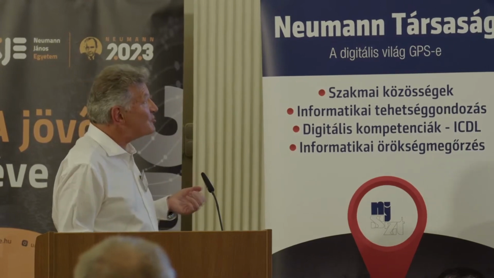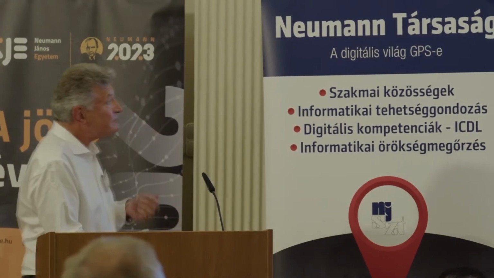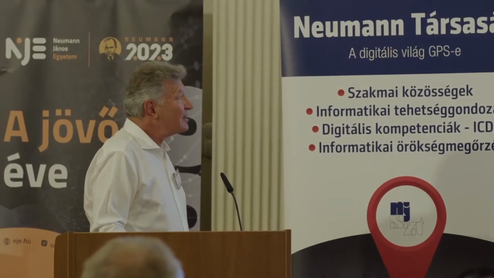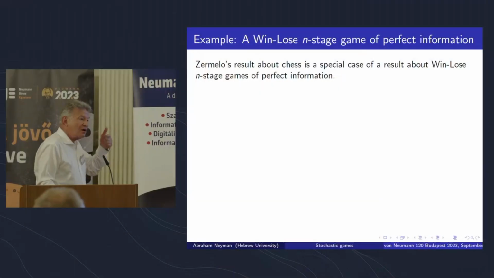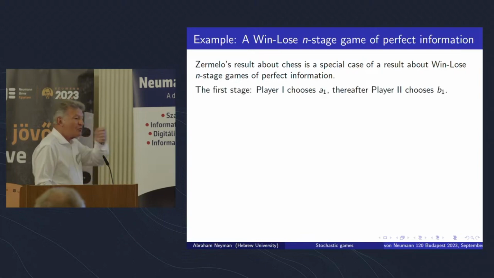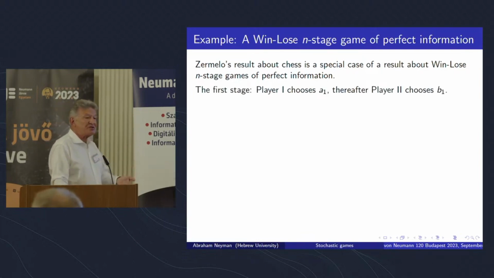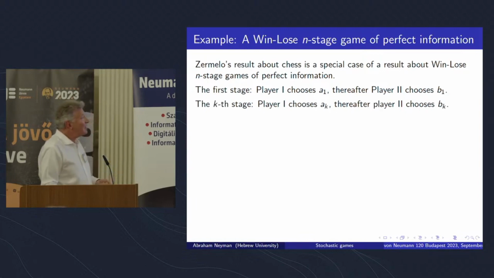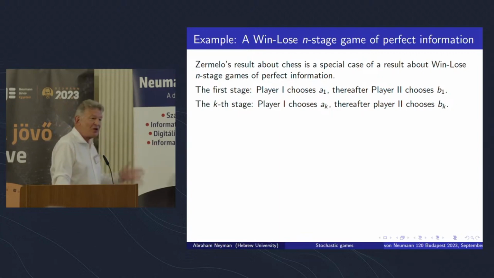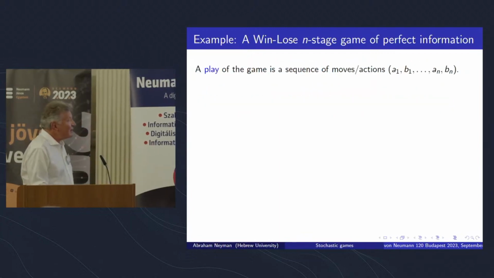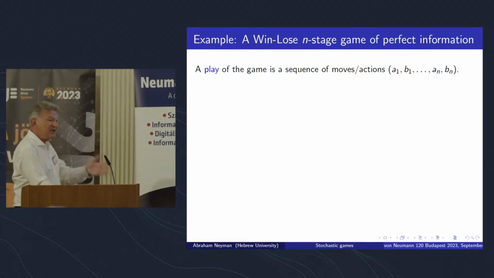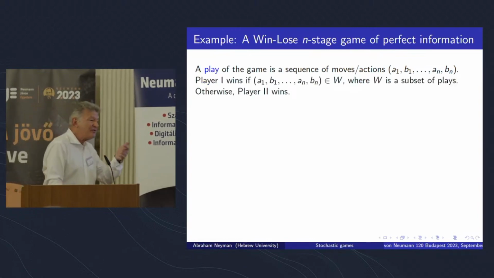And I will state a more general theorem, about a win-loss game of perfect information. So we look at a result on games that generalizes Zermelo's theorem, which follows from it. And we look at sequential games. First stage, player one chooses a move A1, and thereafter player 2 chooses a move B1. In the kth stage of the game, player 1 chooses AK, and player 2 chooses BK. So now we know how the game is progressing. So a play of the game will be a sequence of moves, A1, B1 up to AN, BN if it's an N-stage game.